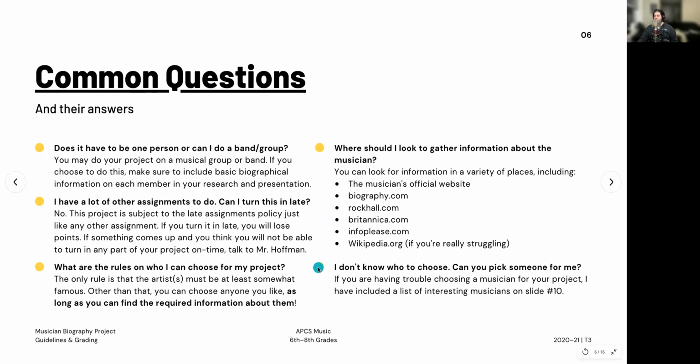I don't know who to choose. Can you pick someone for me? If you're having trouble choosing a musician for your project, I have included a list of interesting musicians on slide 10 of the slideshow. So I won't choose for you, but I can give you some suggestions.